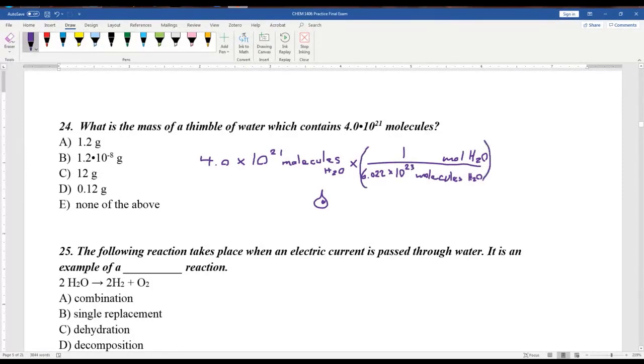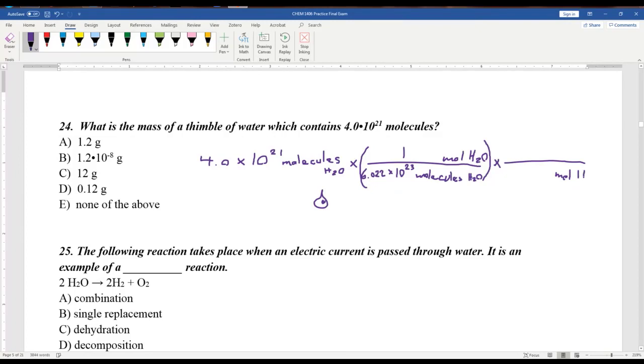So moles to molecules, I'm going to have to use Avogadro's number. Avogadro's number is the number of molecules in 1 mole of water. Excellent. So now, what unit goes on the bottom of the next conversion factor? If I'm looking for the mass, what unit goes on the bottom of this next conversion factor? Moles. Absolutely.